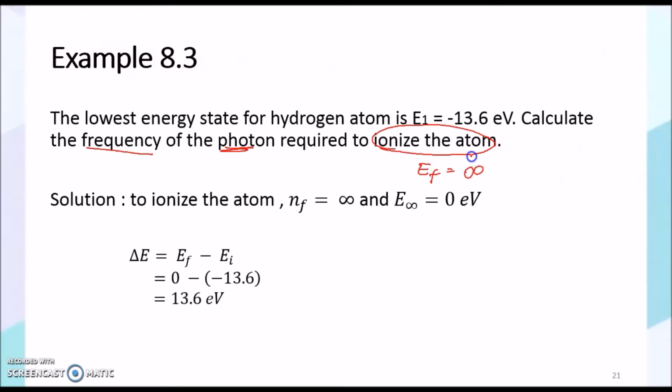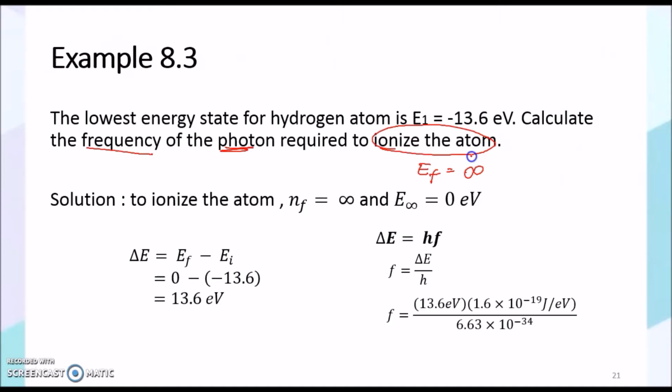And then to find the frequency, use this equation. Delta E equal to HF. Substitute Planck constant into this equation. Don't forget to convert delta E in electron volt to joule. Then you will get frequency 3.28 times 10 to the power of 15 Hertz.